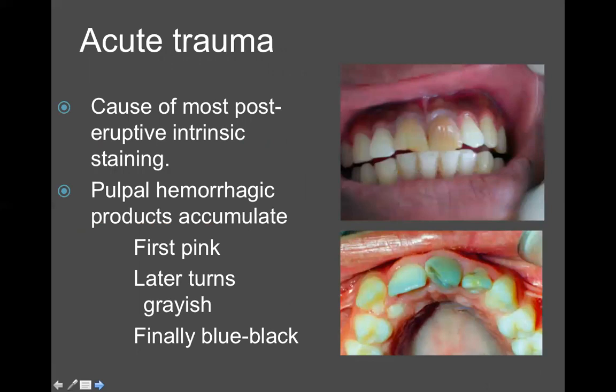These dark discolorations cannot be removed with bleaching. Another very common cause of discoloration is trauma. The cause of most post-eruptive intrinsic staining is acute trauma. What happens is, during trauma, there could be a pulpal hemorrhage, and this causes the blood products to accumulate inside the tooth, and that's why the tooth might appear pink in color. Later it turns grayish, and lastly it appears blue-black, and that's when the patient approaches the dentist. The patient may not have any pain or any problem, but would like to have a change in color.